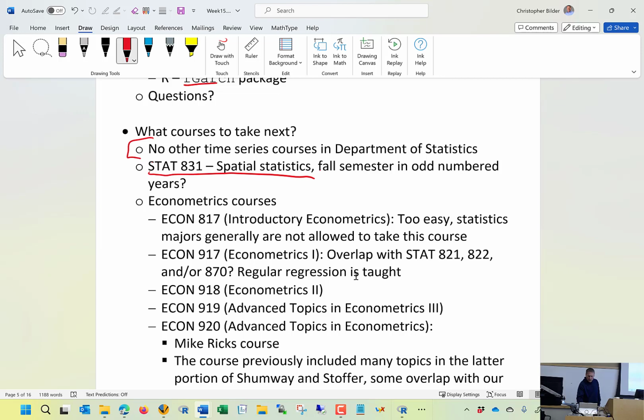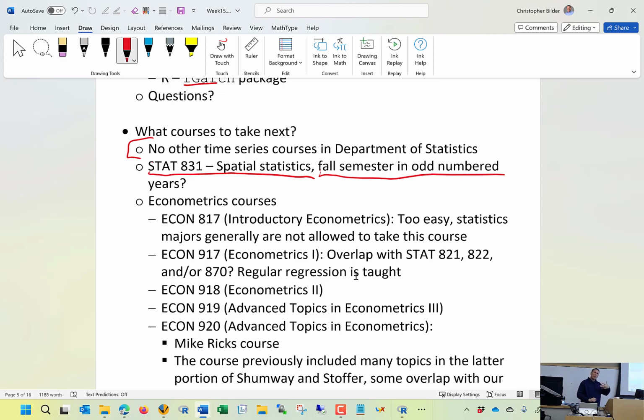Normally, this course is offered in the fall semester of odd-numbered years. I have a question mark there because the person who last taught it, unfortunately, is no longer here, so I don't know exactly when it will be offered next.